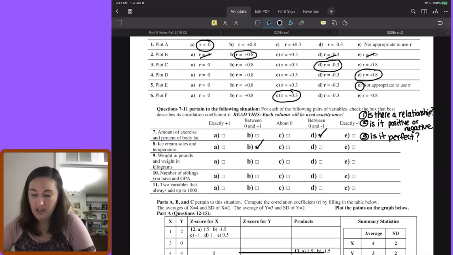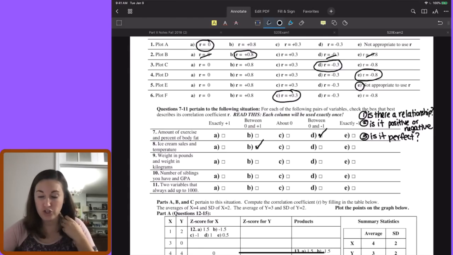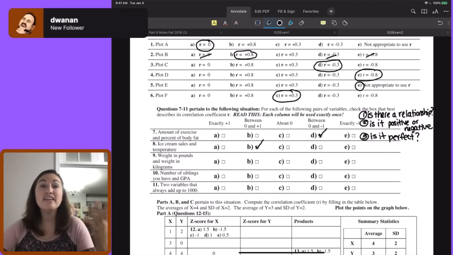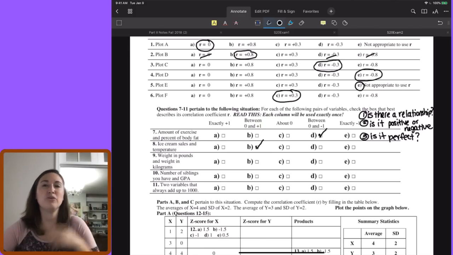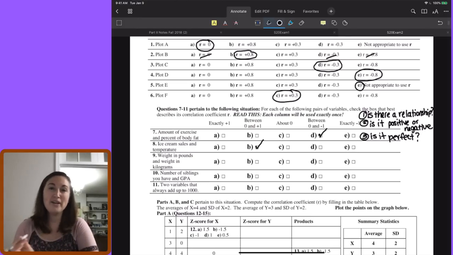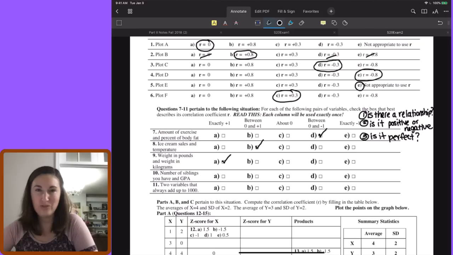All right, so far so good. Weight in pounds and weight in kilograms. Definitely a relationship because they're the same variable. As your weight in pounds goes up, your weight in kilograms goes up too. So this is a positive correlation for sure. Is it perfect? If I tell you my weight in pounds, can you give me my weight in kilograms? Yes, right? You can just do a calculation to figure that out. Anytime you have two variables just with different units, it's going to be a perfect correlation because you can easily convert from one to the other. So this is a positive correlation because as weight goes up, regardless of what units it's in, it's going to go up. And it is perfect. So that's exactly positive 1.